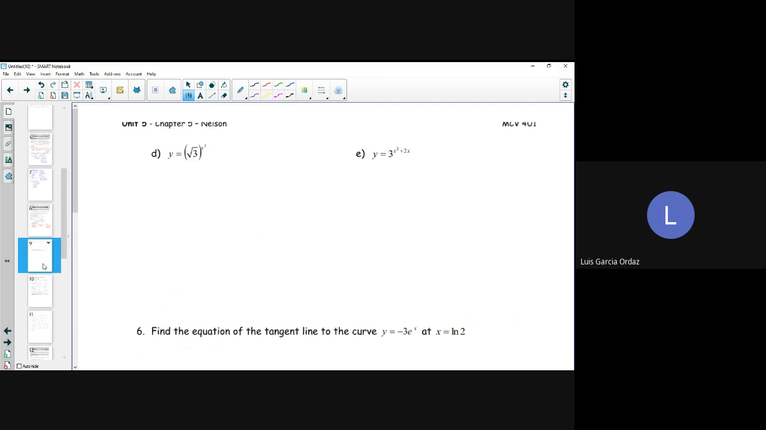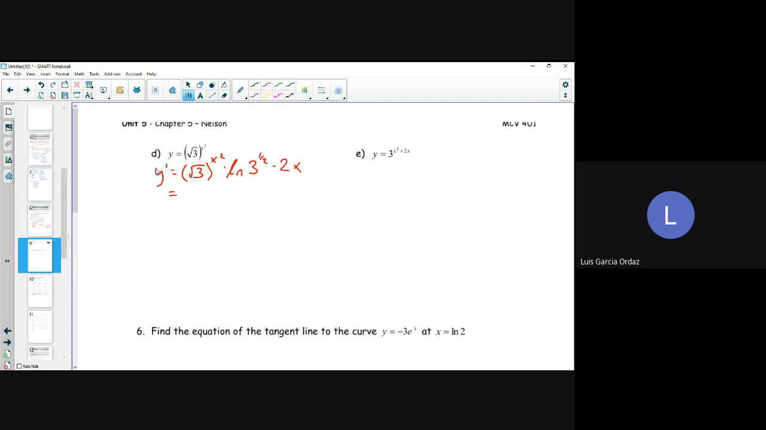Now I want to figure out the derivative of y is equal to root 3 to the power of x squared. Again, y prime is equal to my original function times the ln of my base, which is ln of 3 to the power of 1/2, times the derivative of my exponent, which is 2x. Again, we have the power rule with ln of 3 to the 1/2.